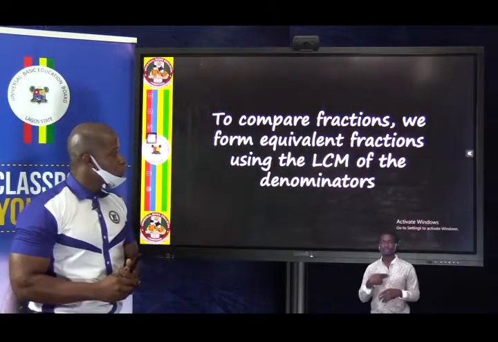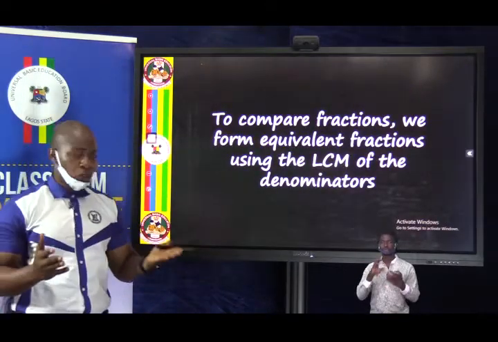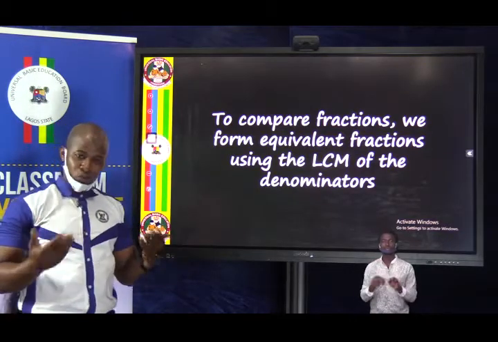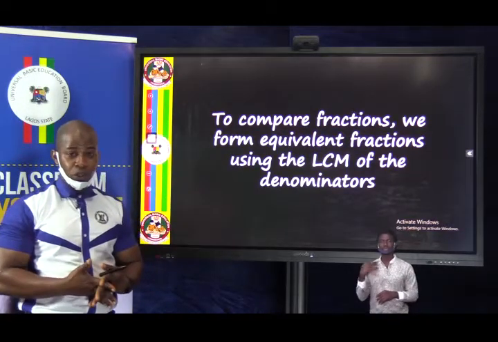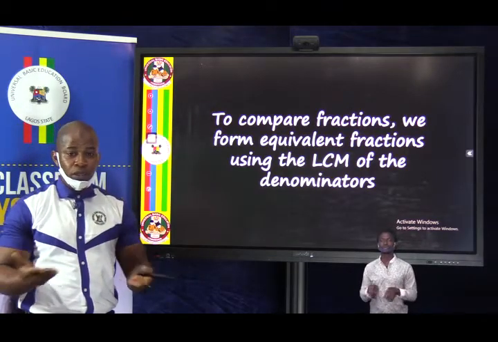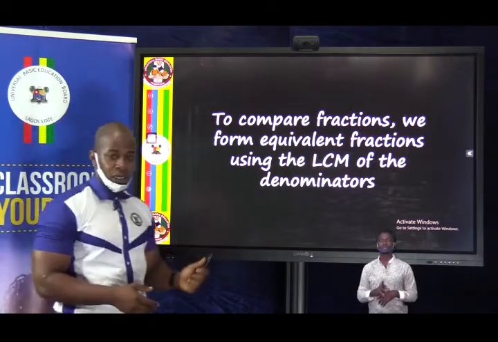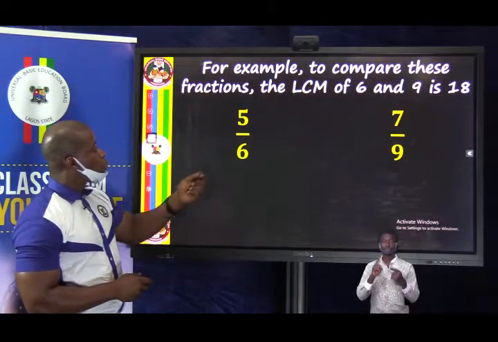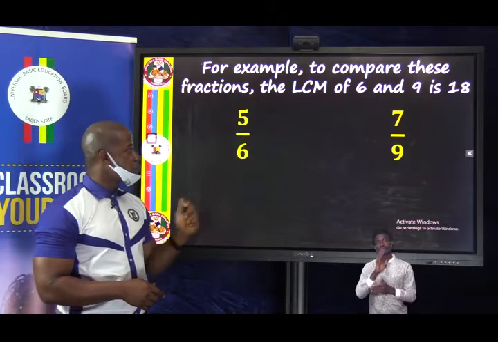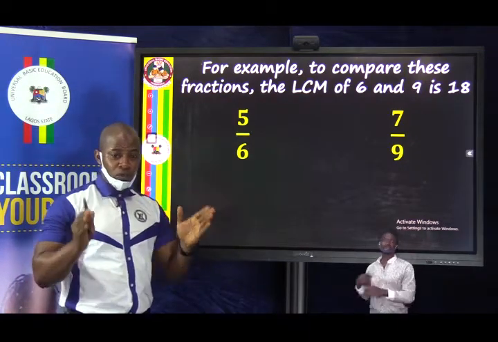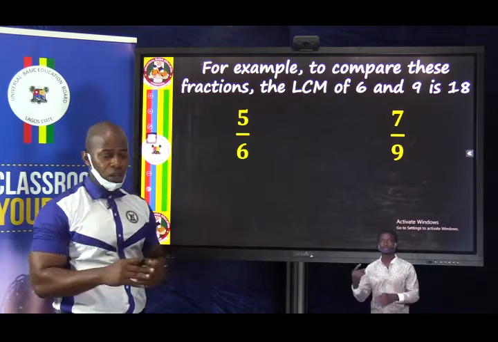So let's look at some real problems. To compare fractions like this, we form equivalent fractions. We use the LCM of the denominators to form the same denominator. Okay, then we compare. So let's see. Here is an example. We want to compare these two fractions, 5 over 6, 7 over 9. We do not have to waste time drawing rectangles and shading. I mean, that's a lot of work.